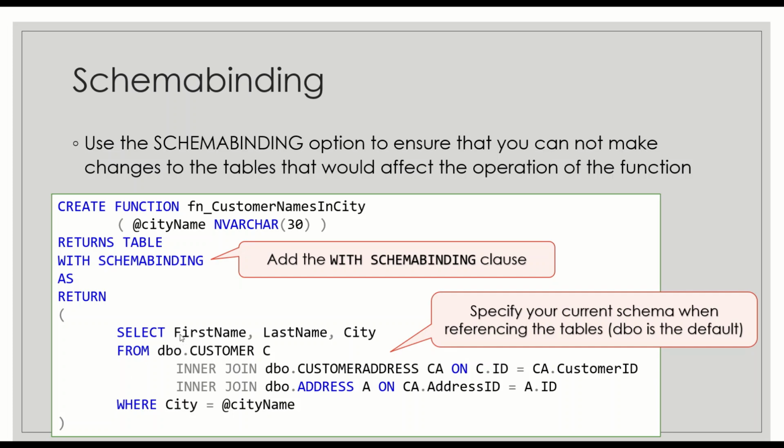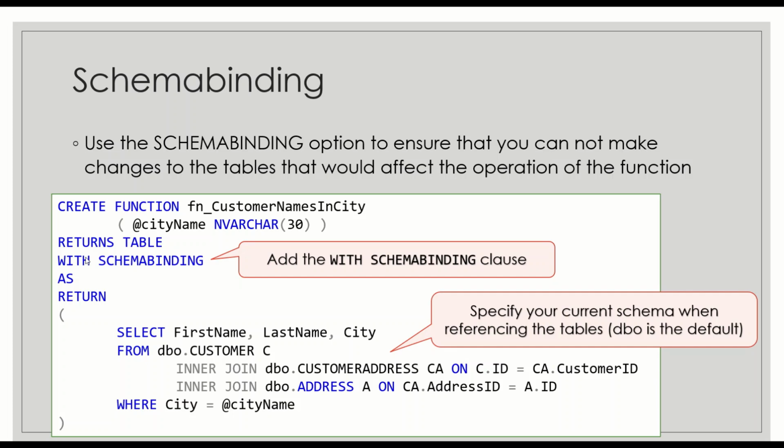So for example, this function selects the first name column out of customer. If this function is schema bound, it will prevent you from removing or altering the first name column of the customer table because it's part of the function. Same goes for last name and city.